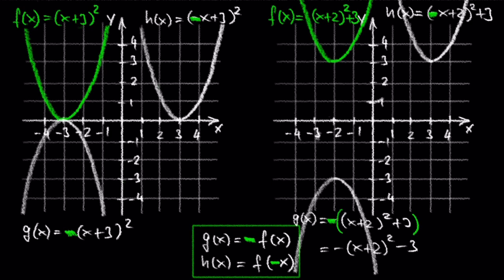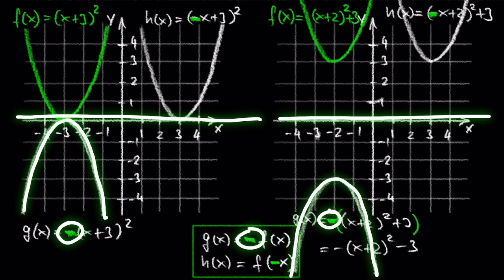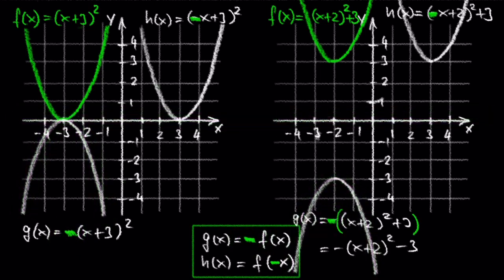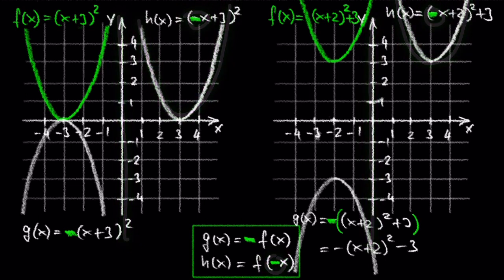The only thing we have to memorize is that a negative sign in front of a function reflects the graph about the x-axis. And a negative sign in front of the x reflects the graph about the y-axis. Very simple.